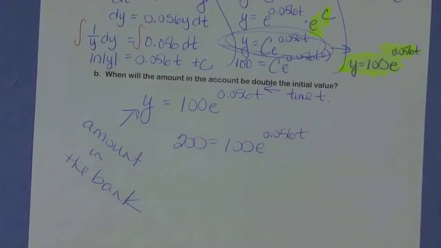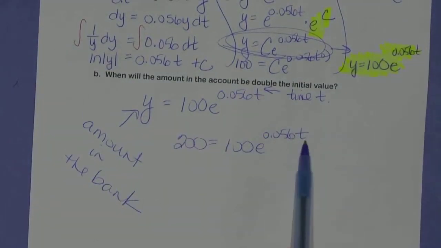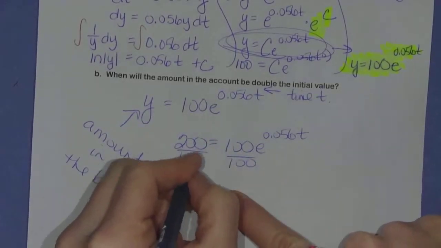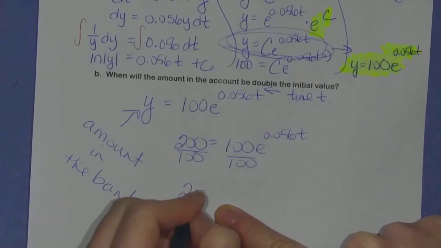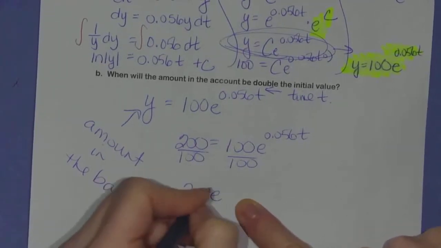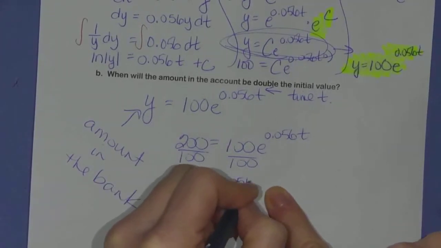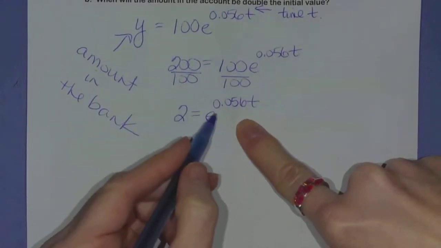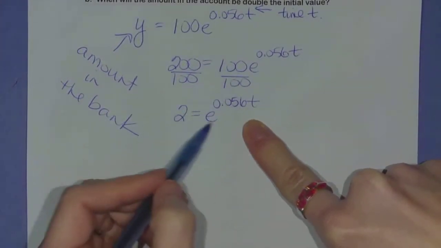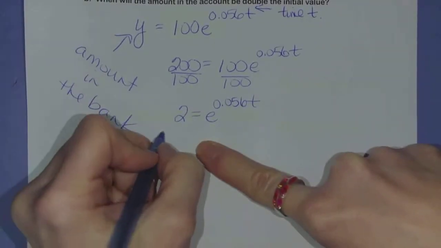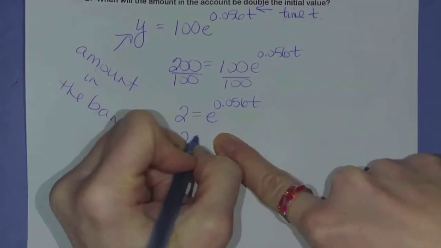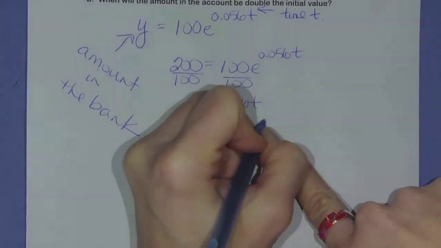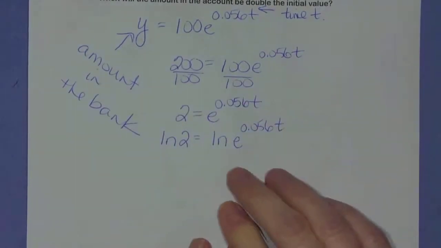So now we're solving an exponential equation. To solve for time, I'm going to start by dividing both sides by 100. This is going to give me 2 equals e to the 0.056t. Now we've been solving these kinds of equations lately in our free response problems. We're going to natural log both sides. So we have the ln of 2 equals the ln of e to the 0.056t.